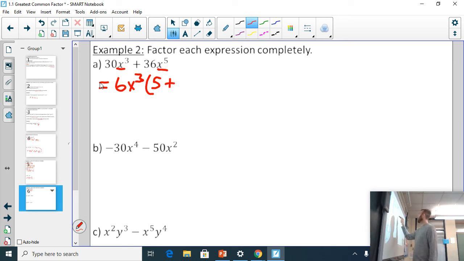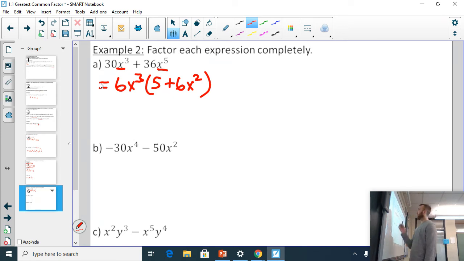And now we have a plus. And then 6 times what is 36? That'll be 6. And then x cubed times what gets us x to the 5th, and that'll be x squared is what we need there. And that'll be our final one.